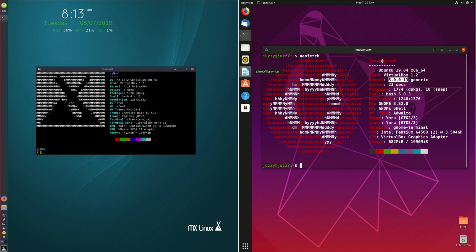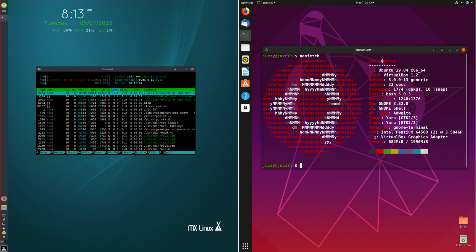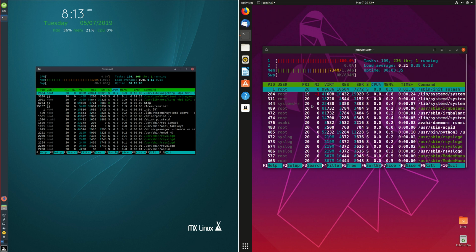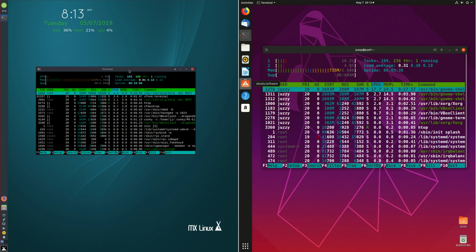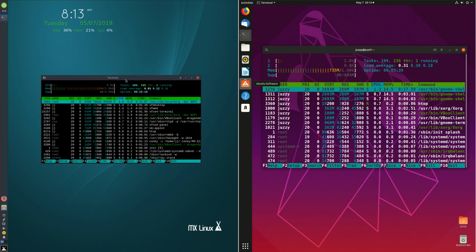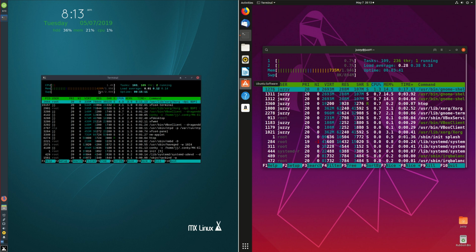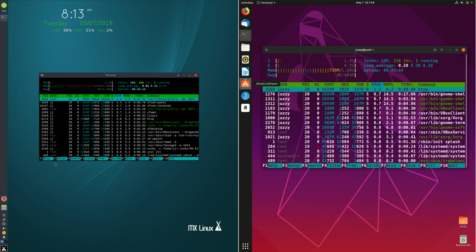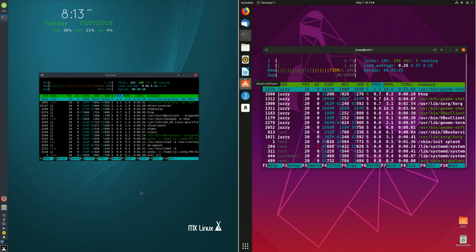Let's have a look at the RAM usage. Let's see what's going on there. If I just do the htop command on each of these, we will find a noticeable difference here. We're almost running about half the RAM for MX Linux, which isn't too bad to see. So about 430 megabytes of RAM. Nothing else is open on this machine. That's really all that's there.